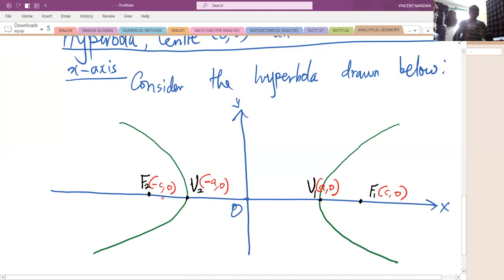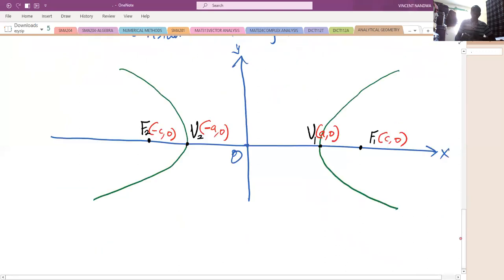So to derive the equation, we have to remember the definition of what we mean by hyperbola. A hyperbola, we have said, is a set of all points P in the plane such that the difference between the absolute distances from P to the two fixed points called foci is a constant. So let's pick our P to be on this right arm, but there's nothing special. You can as well put it on the left arm. So let this be our point P.